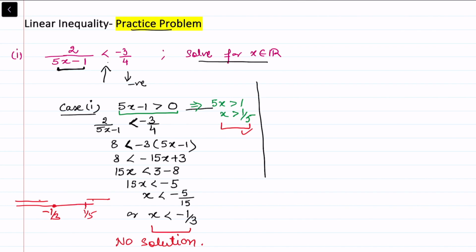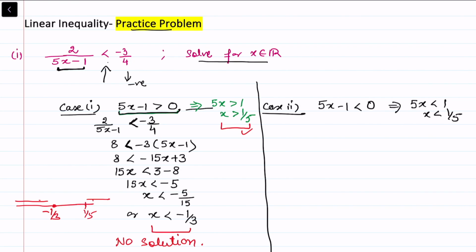Now let us take the second case of our problem. In the second case, we take 5x minus 1 as negative. If 5x minus 1 is less than 0, this means 5x is less than 1 and x is less than 1 by 5. In this case, now let us take the inequality and do the cross multiplication. When we do the cross multiplication, because it is negative, when 5x minus 1 is multiplied to the right hand side, the inequality sign will change.